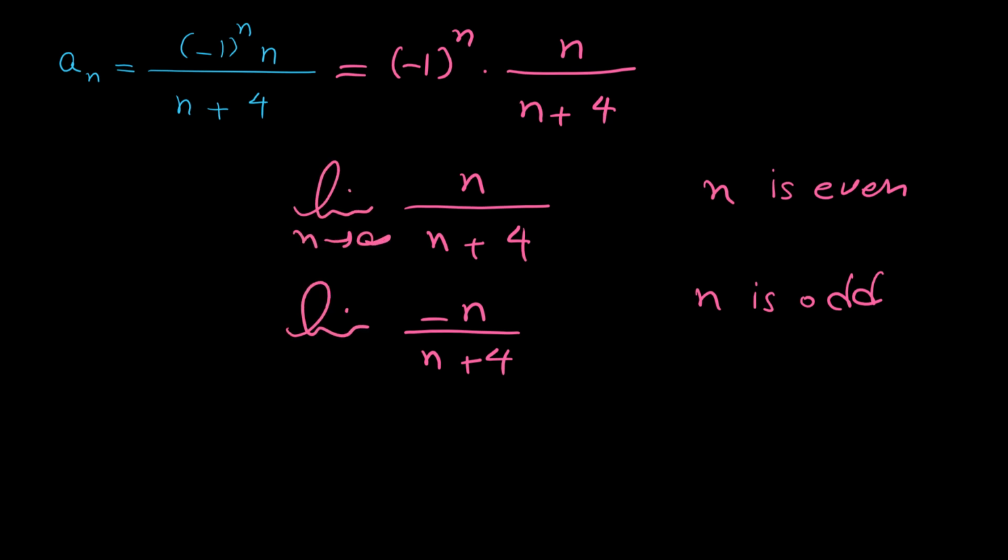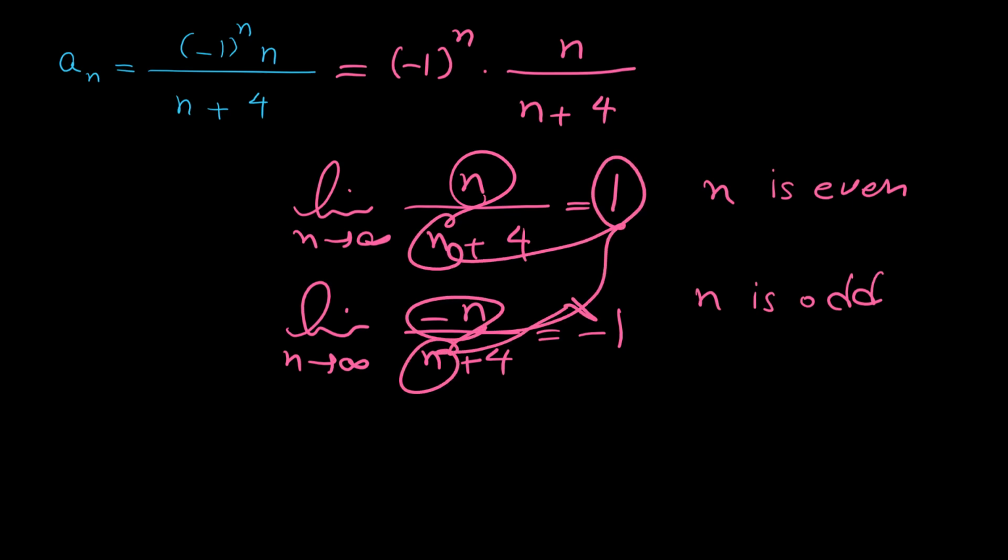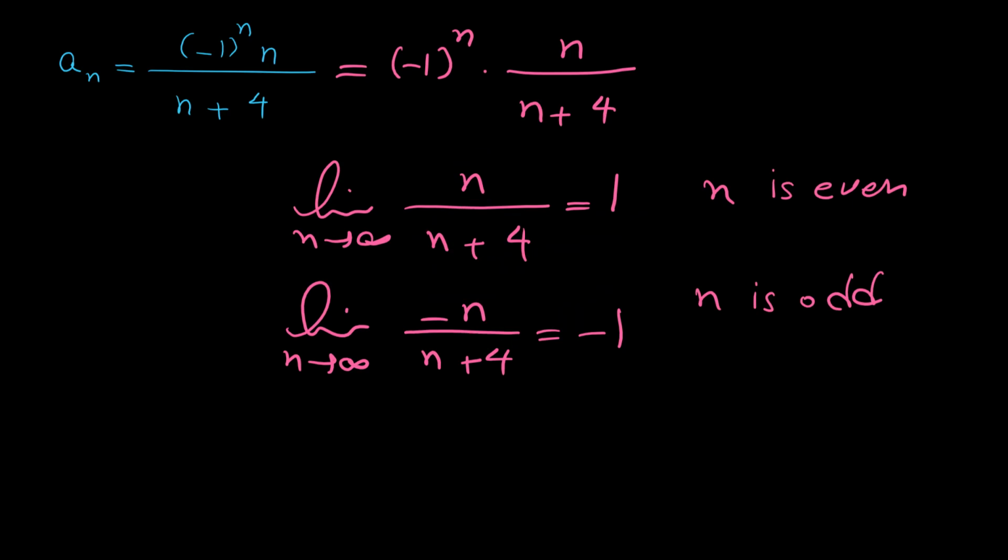And what is the limit of this case when n approaches infinity? The limit of this one is 1, and the limit of the other one is negative 1, because n over n is 1, and negative n over n is also negative 1. We ignore 4. We have seen examples like this before.